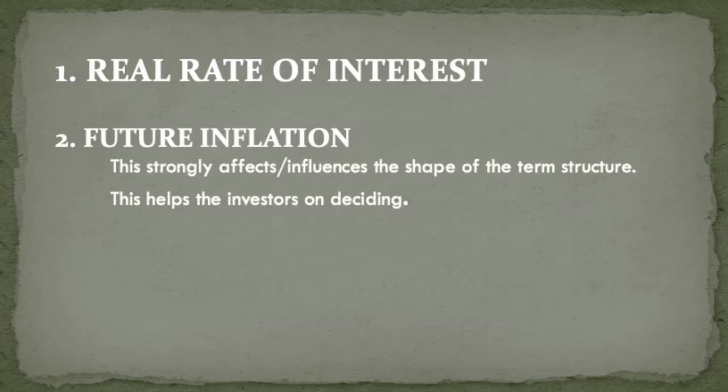Next is the future inflation, which has a strong influence on the shape of the term structure. If investors believe the rate of inflation will be higher in the future, then long-term nominal interest rates will tend to be higher than short-term rates. Thus, an upward sloping term structure will reflect anticipated increases in inflation.